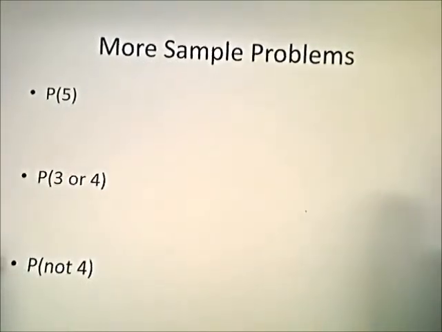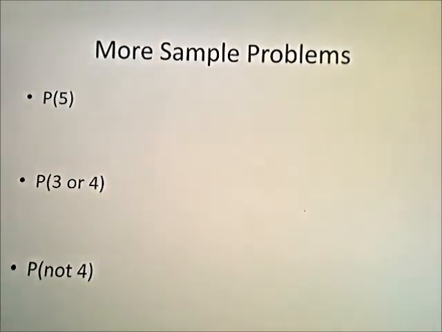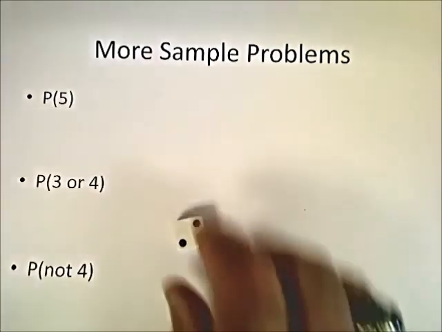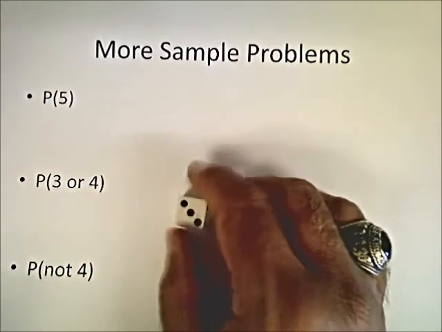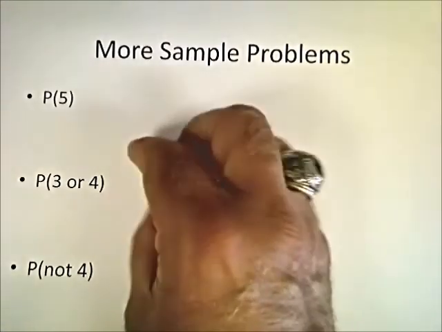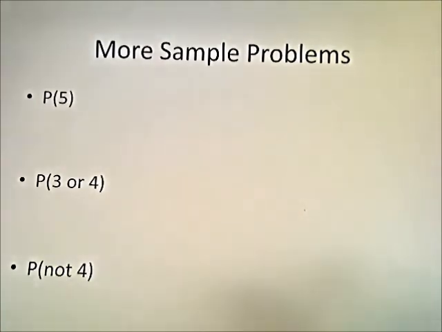All right, let's look at some more sample problems. You can please put these on your paper as well, in your notes. Some other sample problems. All right, P(5). This is interesting. P(5) means when rolling a number cube, what's the likelihood of rolling the number 5? That's a specific number. For the bottom of our fraction, it's simple to see that the number cube has 6 sides. Of course, we know that. 1, 2, 3, 4, 5, and 6.